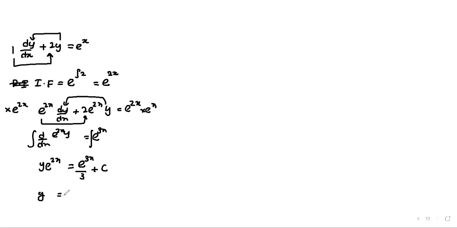So if you want, you can say this is e to the power 3x plus c divided by e to the power 2x. So you can write y equals e to the power x over 3, if you divide these two terms, plus c over e to the power 2x, which is c e to the power minus 2x, is the answer for this. That's a way of getting the answer for this kind of a question.